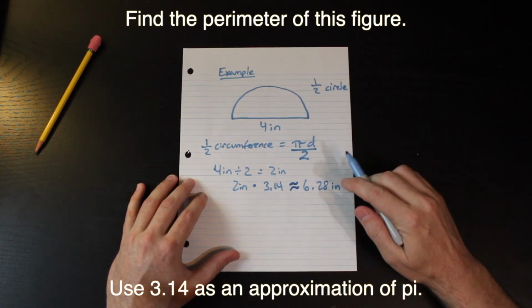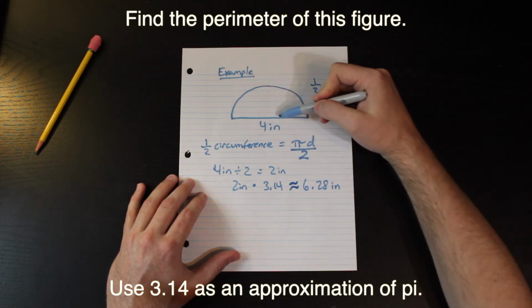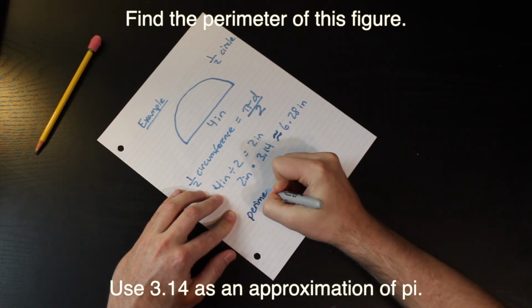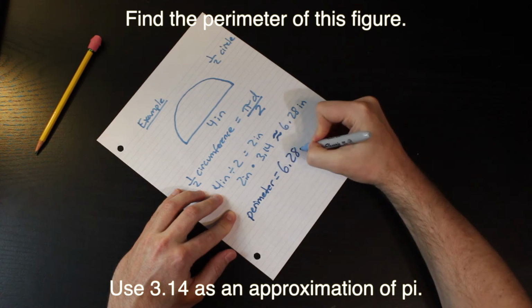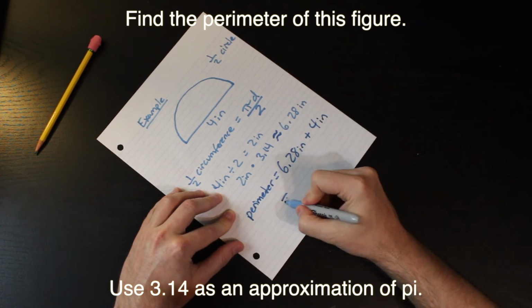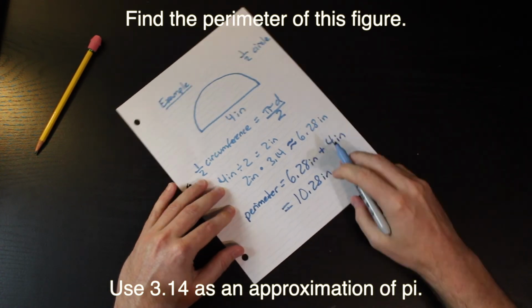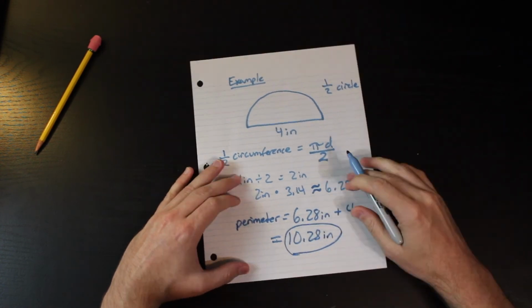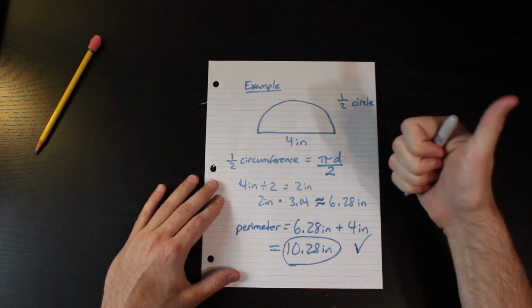Adding those two together will give us the perimeter of our figure. 6.28 inches plus 4 inches is 10.28 inches. That's our answer. Well done.